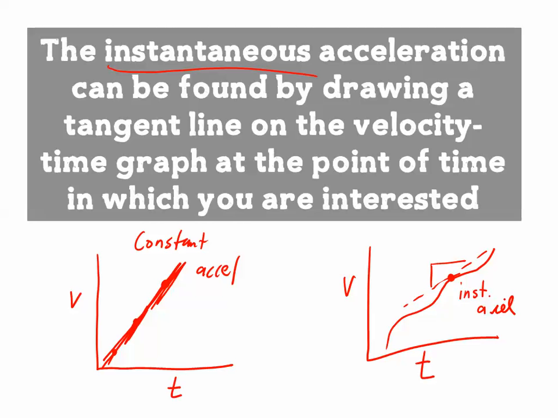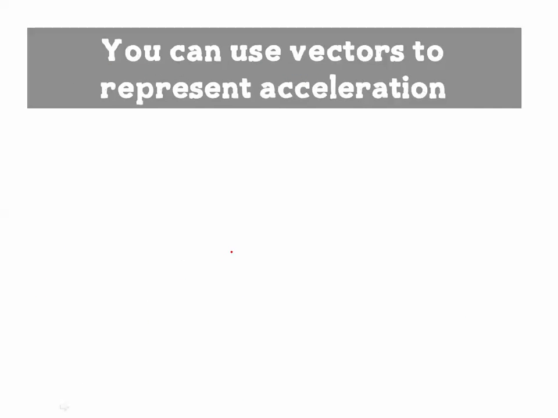We're only really going to deal with constant acceleration in a lot of our problems, but just keep in mind that you can find the instantaneous acceleration by taking that tangent line to the curve, the slope of that line. You can also use vectors to represent acceleration.